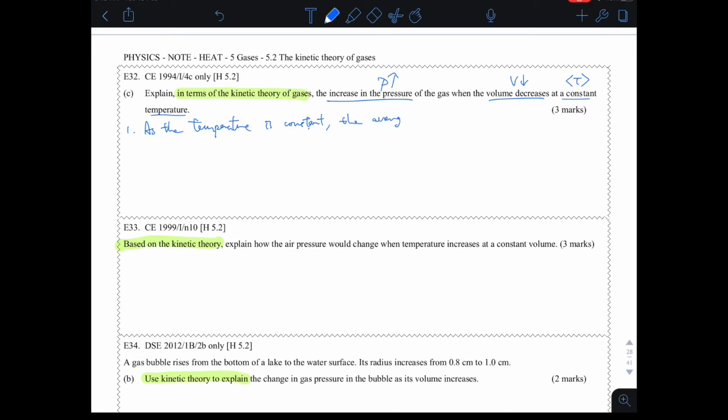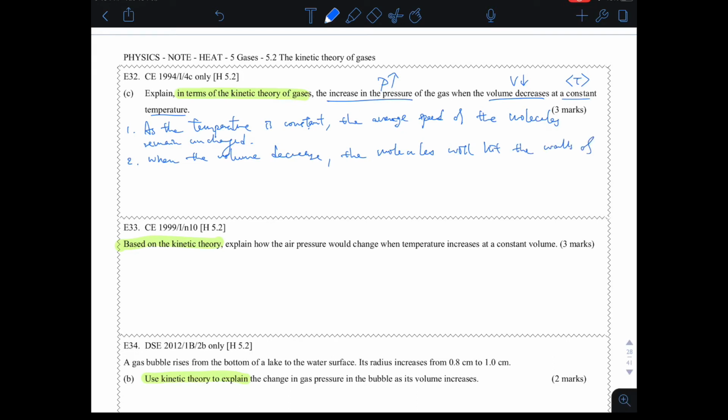Then the effect will be the average speed of the molecules remain unchanged. And secondly, now we have something changing. When the volume decreases, the molecules will hit the walls of container more frequently.